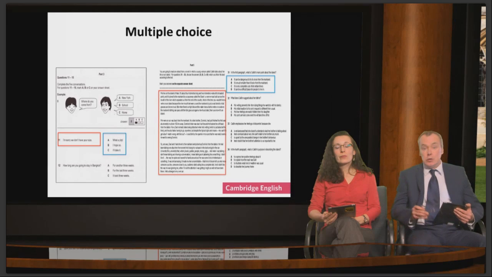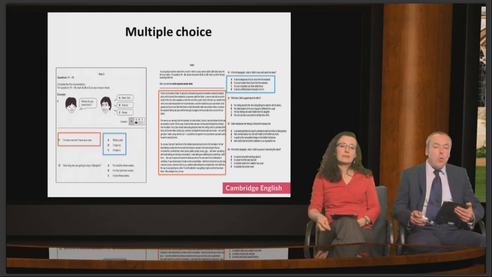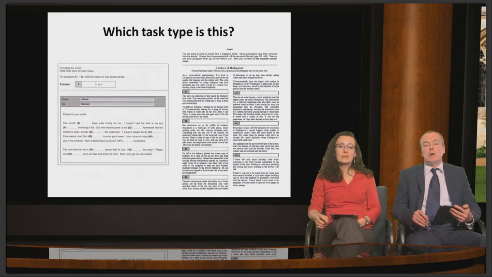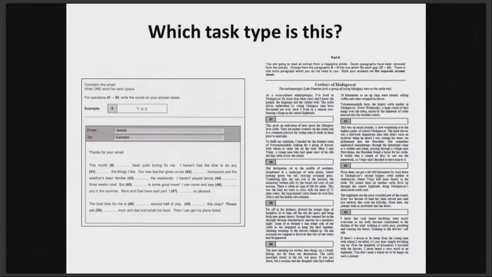The task on the right from a B2 level test poses a higher reading challenge than the task on the left, which is from an A2 level test, and requires a wider range of reading skills. So once again, here are two tasks using the same task type at different levels. They're on your handout as well. That's Participants Activity 7. Who can tell us which task type this is? Please write the answer in the chat box. So which task type is it?